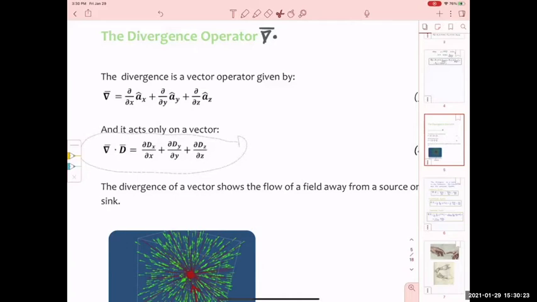All right? Now, I will give you an example because that is a very important observation. And why it is important and why we use the divergence very extensively is for the following reason.